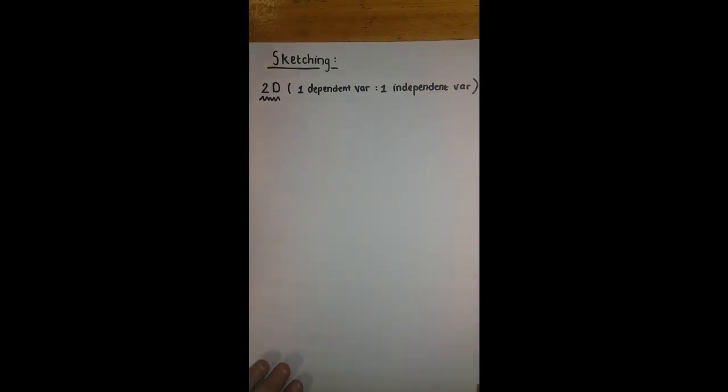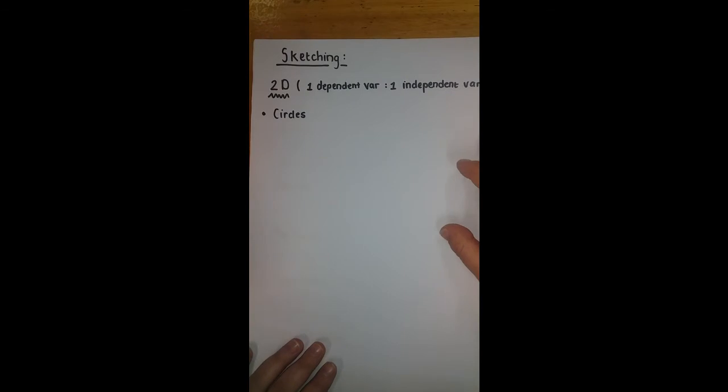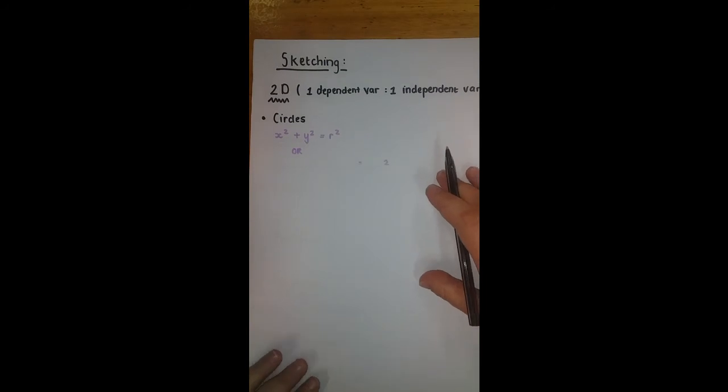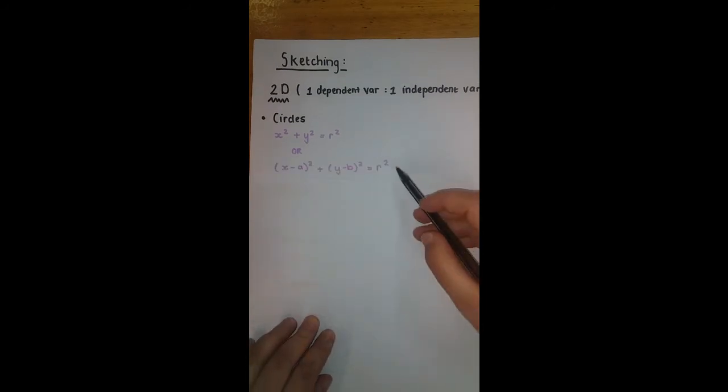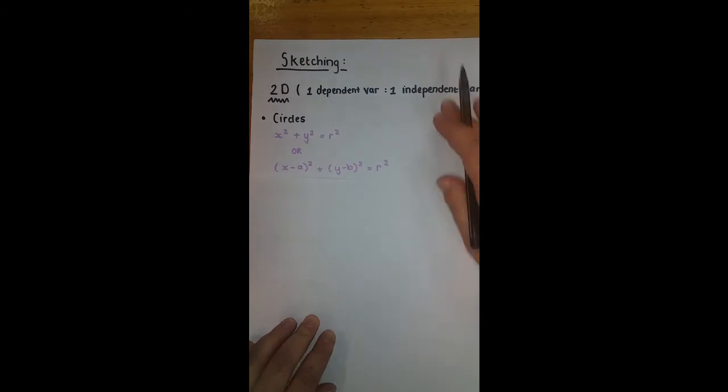The next part of this theme is sketching of curves and two-dimensional figures. So for two-dimensional figures, we know that we have one dependent variable and one independent variable. So let's start off with circles. You should be pretty familiar with these. The general formula for a circle is x squared plus y squared is equal to r squared. Or if you shift it on the x or y axis, you'll find the following general formula.